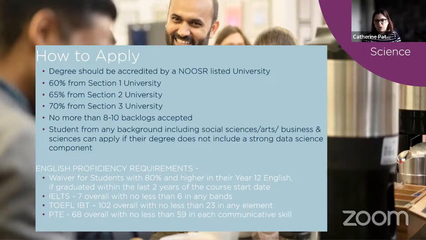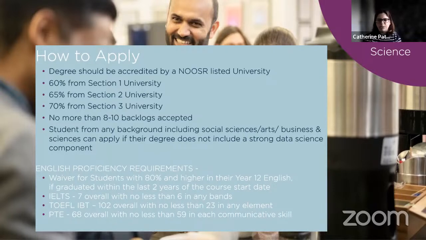So I've just also put some English proficiency requirements there. There is a waiver for students with 80% and higher in their Year 12 English, if you graduated within the last 2 years. The IELTS 7 overall with no less than 6 in any band. And then we've got the TOEFL iBT, so 202 overall, no less than 23 in any element. And the PTE 68 overall with no less than 59 in each communicative skill.